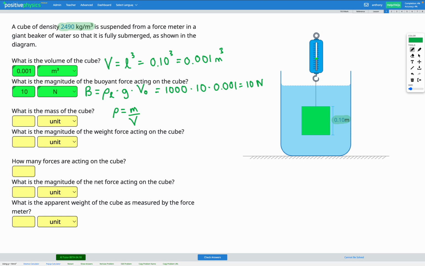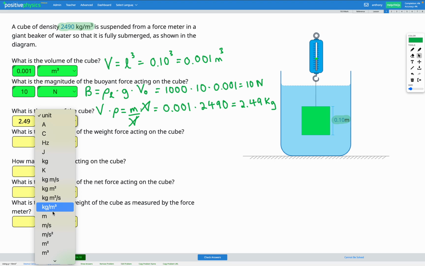We're trying to find the mass, so I'm going to multiply by volume on both sides so that will cancel on the right. So our mass is our volume times our density. Remember, now we're talking about the cube, so that's the density of the cube and the volume of the cube. So our volume of our cube we already calculated in the first question. It's 0.001 multiplied by the density of the cube, which we're given in the question is 2,490 kilograms per meter cubed. That gets us a mass of 2.49 kilograms. So we can go ahead and fill that in here. 2.49 kilograms. That's our mass of our cube.